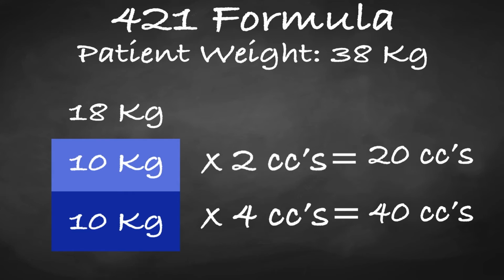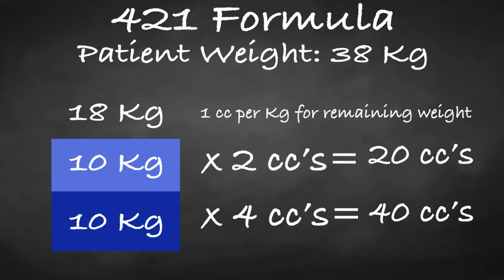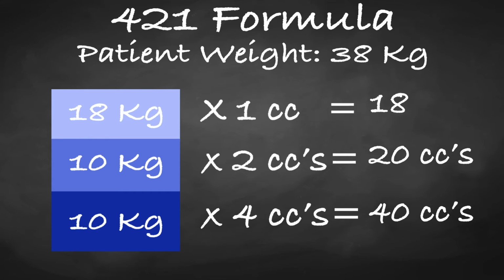So 4, 2, 1. So next we'll administer 1 cc per kilogram of body weight that's left over. In this case it's 18. So 1 times 18, 18.